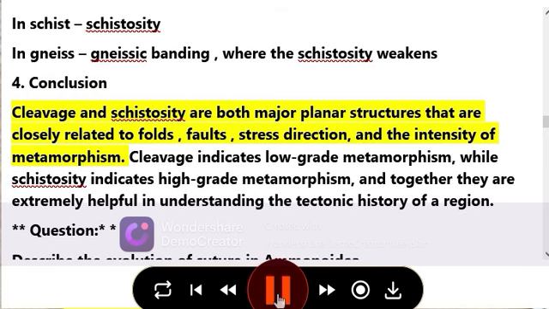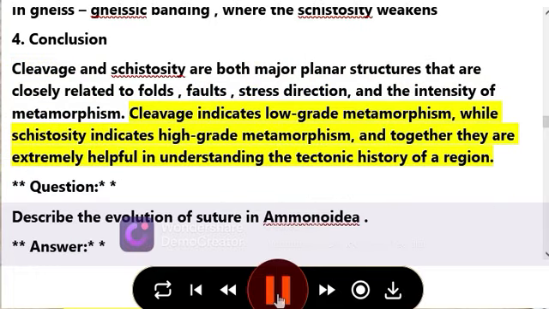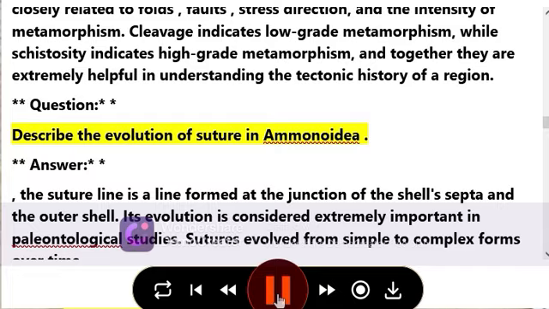4. Conclusion. Cleavage and schistosity are both major planar structures that are closely related to folds, faults, stress direction, and the intensity of metamorphism. Cleavage indicates low-grade metamorphism, while schistosity indicates high-grade metamorphism, and together they are extremely helpful in understanding the tectonic history of a region.